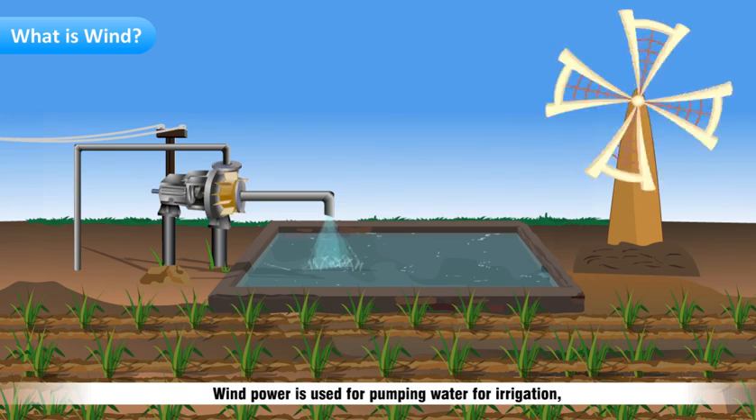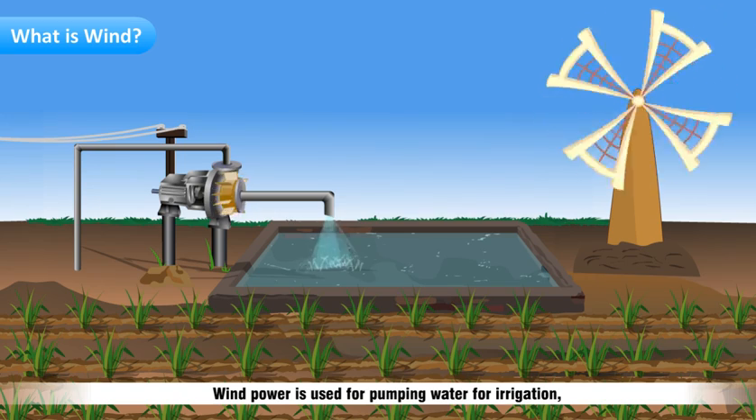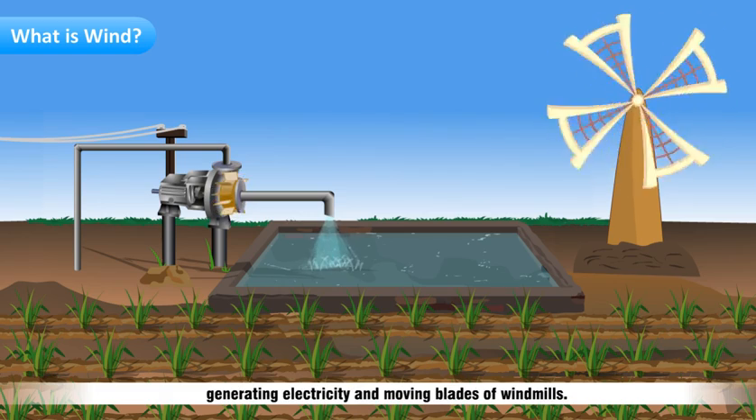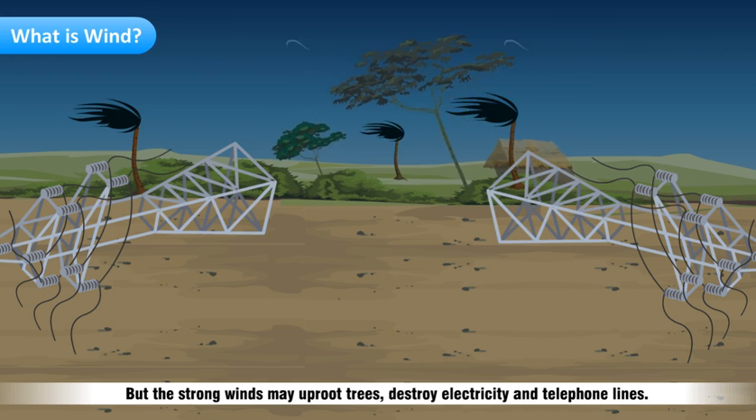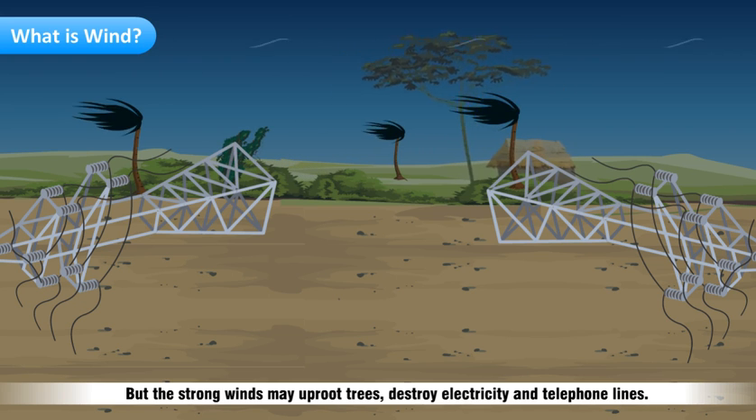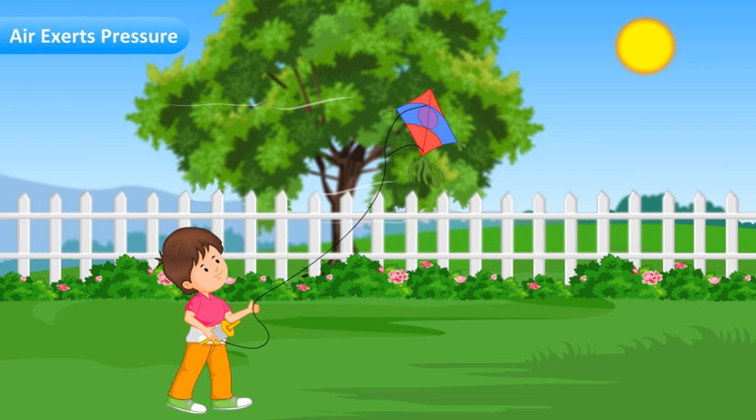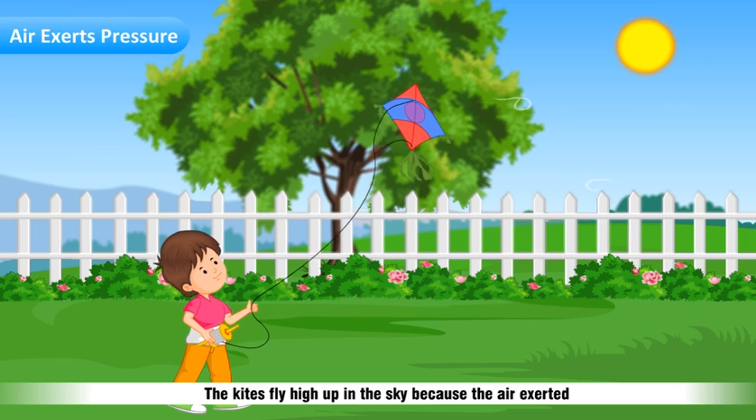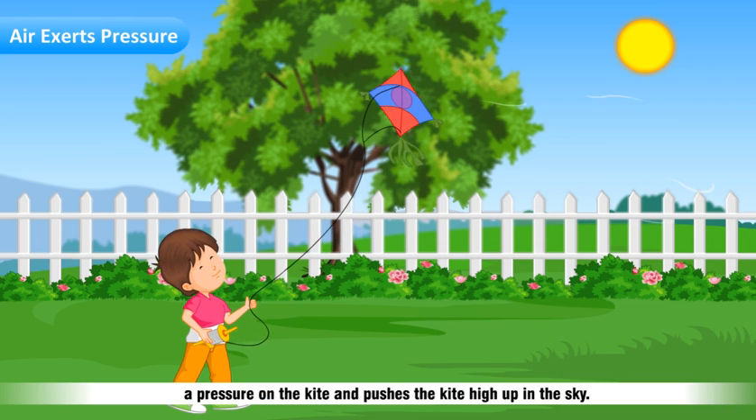Wind power is used for pumping water for irrigation, generating electricity, and moving blades of windmills. But strong winds may uproot trees and destroy electricity and telephone lines. Air exerts pressure. The kites fly high up in the sky because the air exerts pressure on the kite and pushes it high up in the sky.